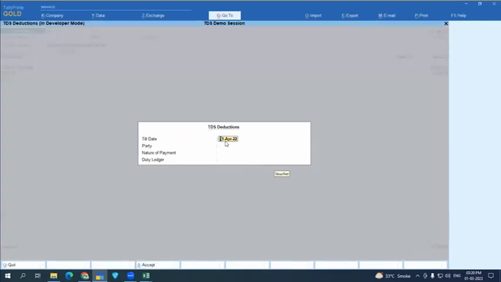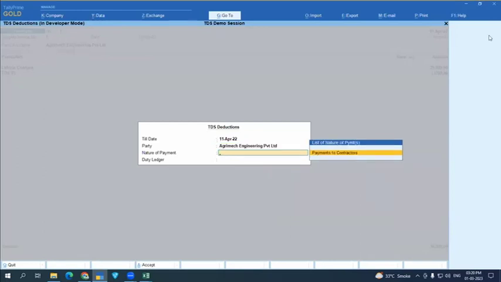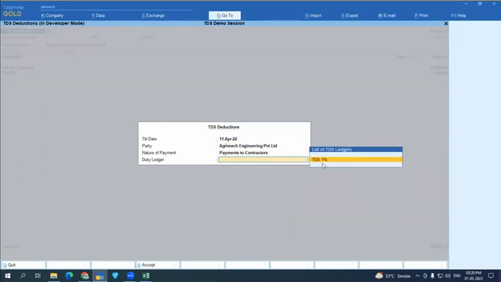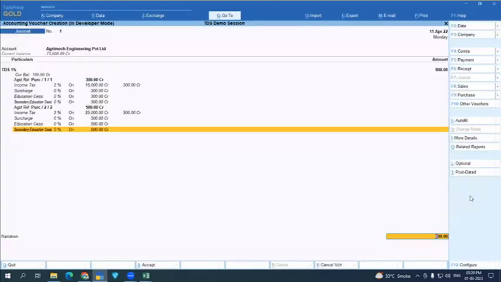Then Tally is asking me for 11th April till date. See, till date 11 April, that part is selected. Nature and section are selected for the TDS ledger, duty ledger. Okay, accept. That is the best feature of Tally. See, the previous bill was 15,000, 2%, 300 rupees. And 25,000, 2%, 500 rupees.